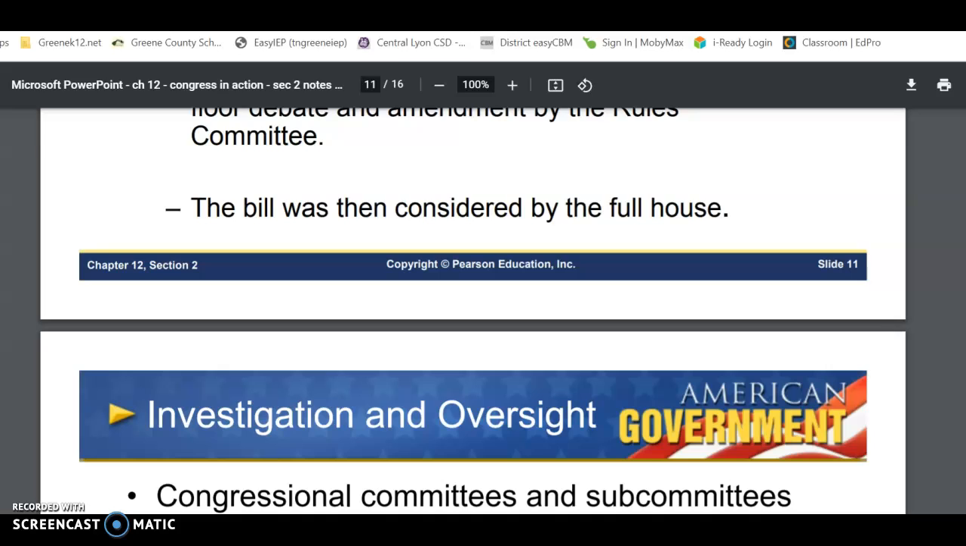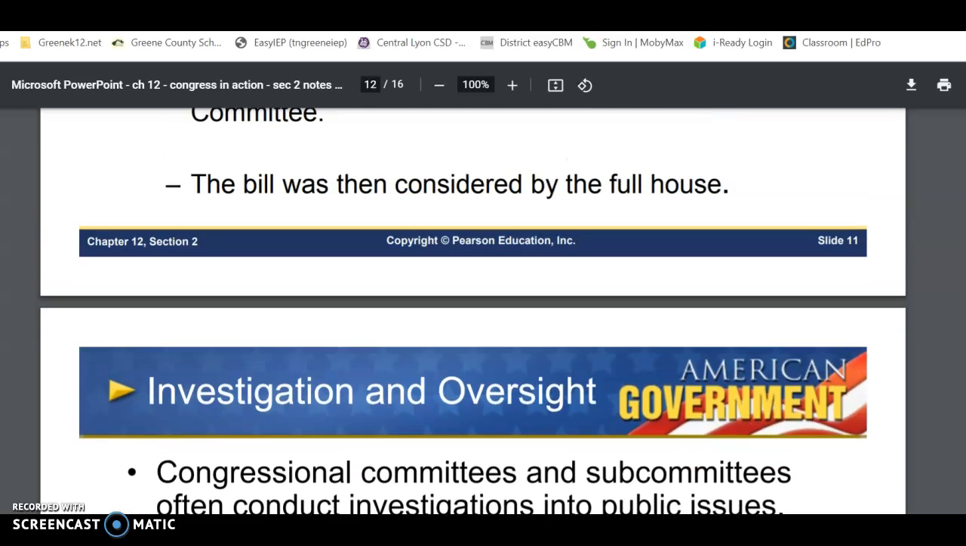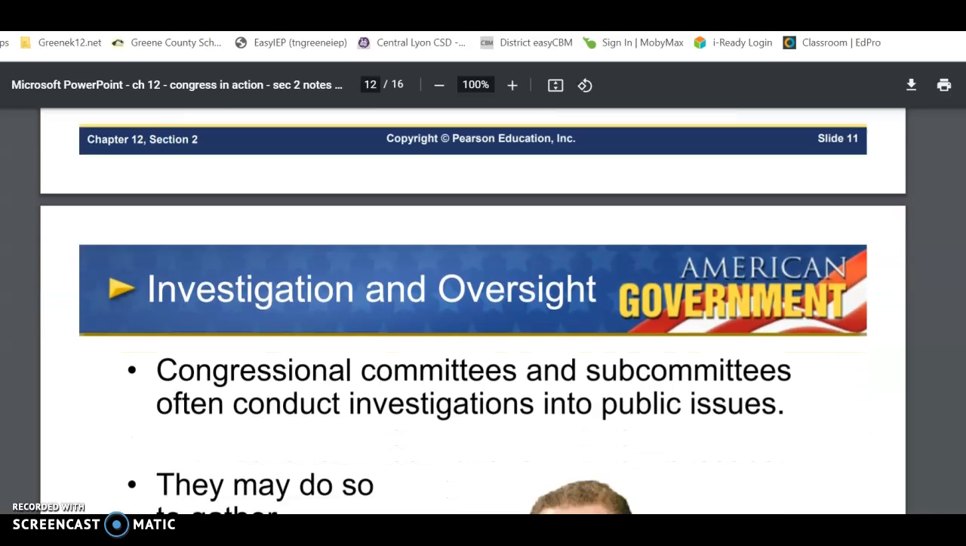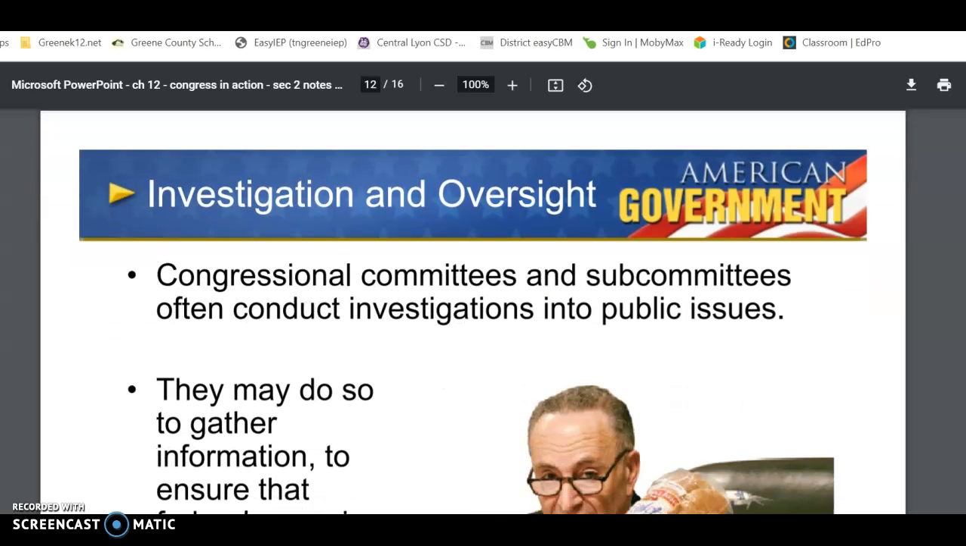And then after that happened, the bill was considered by the full members of the House. So the bill was considered by the whole House of Representatives after it made its way through all the committees. And that last committee was the Rules Committee. So that's how it works to get a bill to the floor to be voted on by all members of the House. All of that has to happen first.